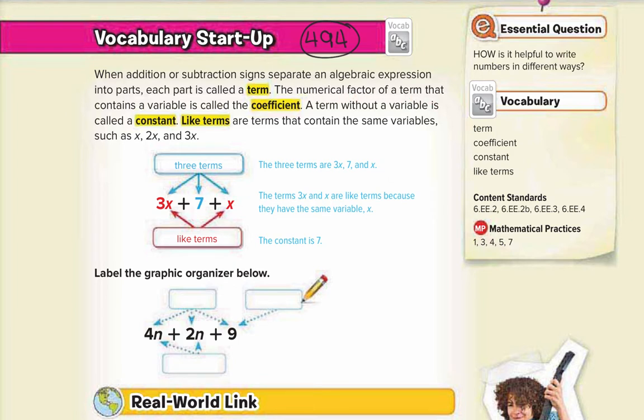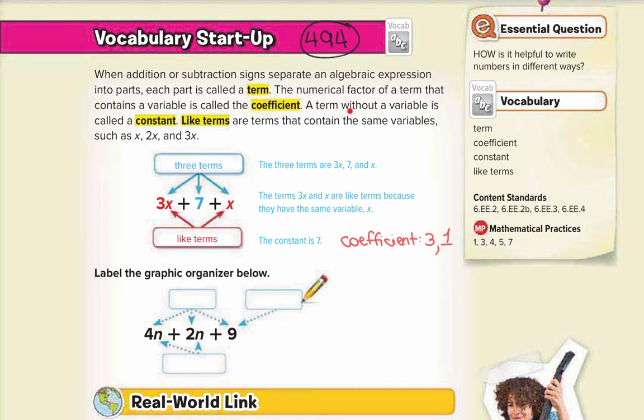The numerical factor of a term that contains a variable is called the coefficient. So what that means is if there's a number in front of a letter, it's called a coefficient. So let's put coefficient here. And let's see what coefficients we have. So any numbers in front of letters. So 3 is in front of a letter, so it's a coefficient. And although we don't see a number in front of this x, there's always an imaginary 1 in front of variables that don't have a number in front of them. So 1 is also a coefficient.